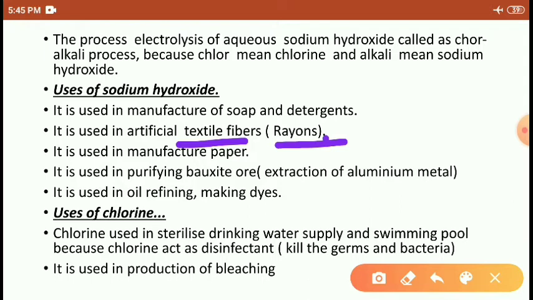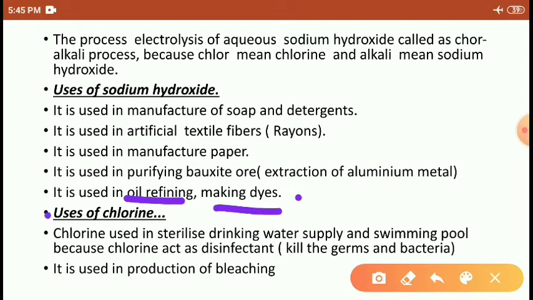So it is used in the manufacture of paper. It is used in purifying bauxite. Bauxite, students, means the impure aluminum. When we dig out from underground, the aluminum is available in an impure form, and that we call bauxite. That impure aluminum is purified with the help of sodium hydroxide. That's why it is used here. Right, students? Bauxite means extraction of aluminum. Okay. It is used in oil refining and making dyes. Color purposes also. Right, students?